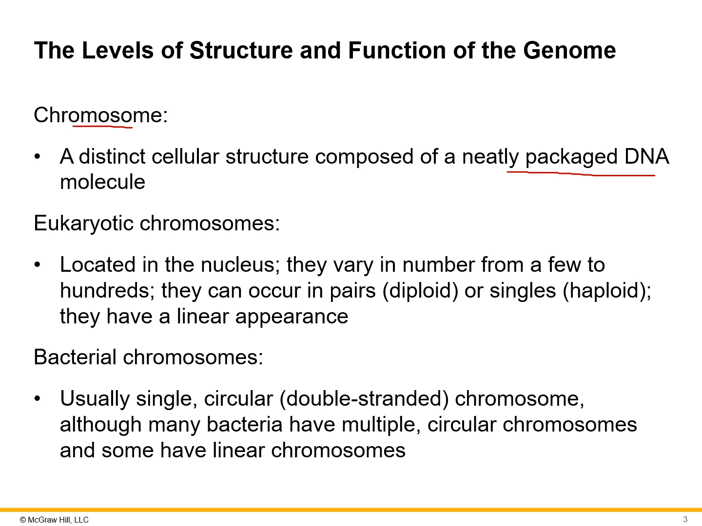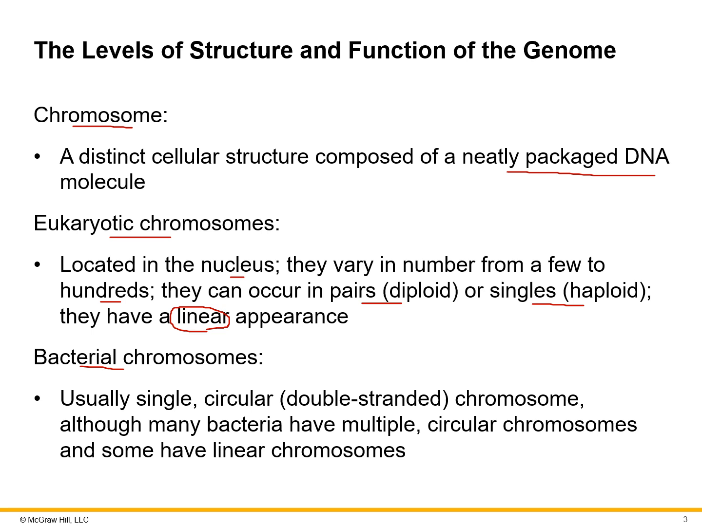Now, while both of them have chromosomes, eukaryotic chromosomes are found in the nucleus, and they have various numbers. There can be only a few of them. Some organisms have hundreds of different chromosomes. And they can be in pairs, and that makes up a cell called a diploid cell. That's what our cells are. We have 23 pairs of chromosomes, or they can be haploid. So our egg or sperm cells, for example, only have one of each chromosome. And they are also linear, so they're found in straight lines.